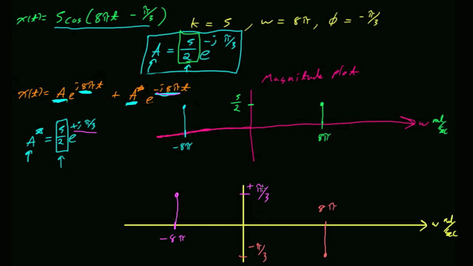So which plot is that? This is the phase plot. We have a magnitude plot. We have a phase plot. Now, some thoughts.